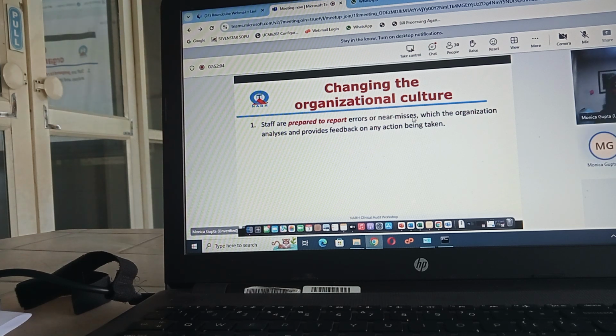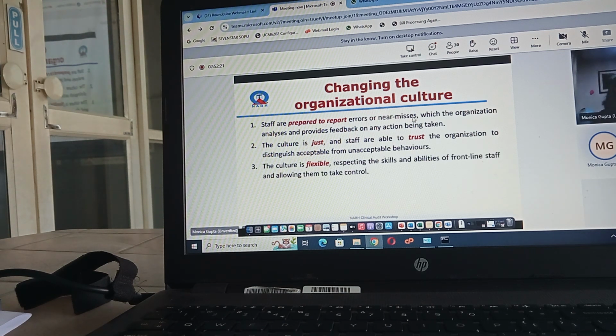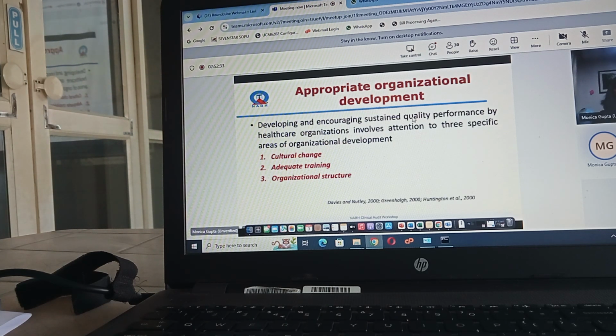Changing organizational culture. So how do we change organizational culture? Staff has to be prepared to report errors or near misses, which the organization analyzes and provides feedback on any action being taken. The culture should be just, and the staff should be able to trust the organization to distinguish acceptable from unacceptable behavior. The culture is flexible, respecting the skills and abilities of frontline staff and allowing them to take control. And the culture should be prepared to learn and have a will to implement necessary major reforms.